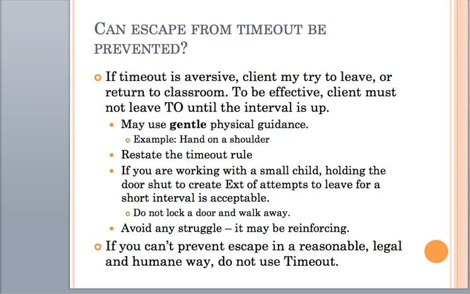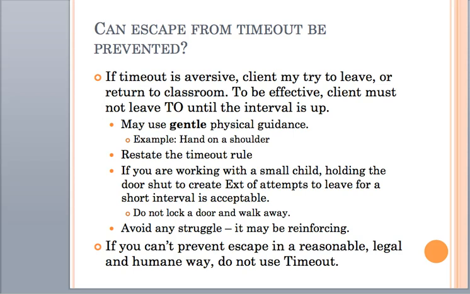Can escape from timeout be prevented? So sometimes, I think about this in the classroom, when you send a student out to sit in the hall, because they're unsupervised, they might do one of two things. One thing that some kids will try to do is come back into the classroom. They'll get bored out there, or they'll be mad that they're not being included, and so they try to come back in. Or they'll actually try to leave. You can put them in a timeout, say, at one end of the room, and they will actually try to leave the room. And so to be effective, the client must not leave the timeout until the interval is up.